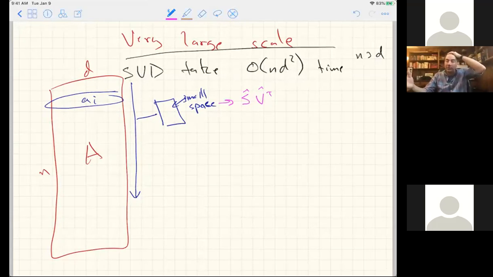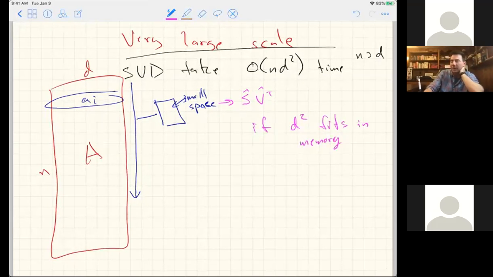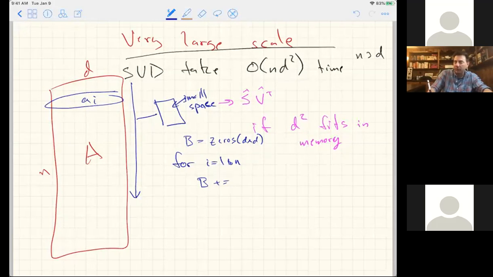Before we get into approximation, if d is a reasonable size, where d squared fits in memory, then there's a simple way I can do this. And hopefully this also gives some insight into how these computations work. I can have a for loop, i equals 1 up to n, and I'm going to store some matrix B. I start with an all zeros matrix, which is d by d, and then each step through this for loop, B plus equals A_i transpose A_i.